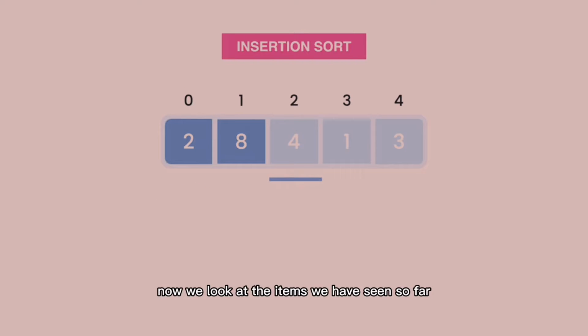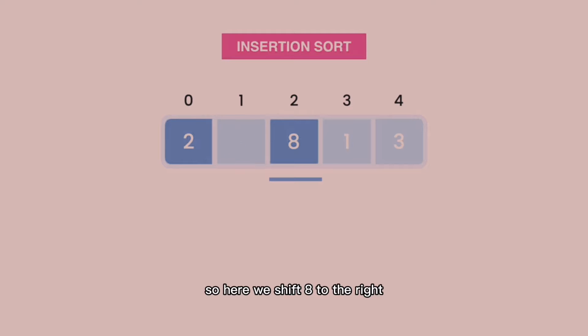Now we look at the items we have seen so far. If they're greater than 4, we shift them to the right to open space to insert 4. So here we shift 8 to the right. Now what about 2? Should we shift it to the right? No, because 2 is smaller than 4 and it should stay where it is. So we have found the right place to insert 4. All the items we have seen so far are in the correct position.